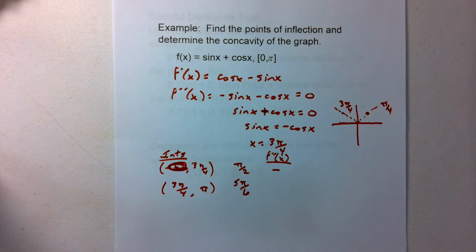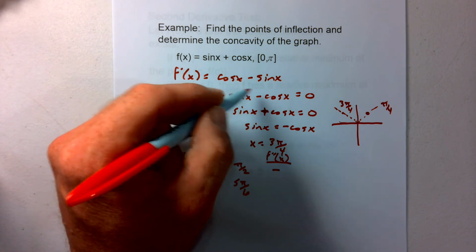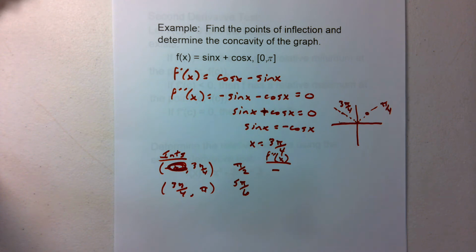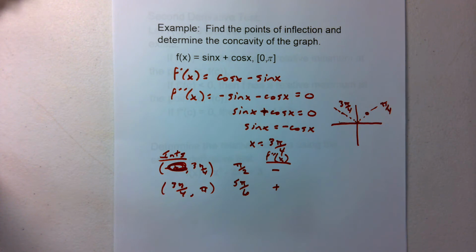For f double prime of 5 pi over 6, we're going to have the negative of the sine of x minus the cosine of 5 pi over 6. You throw that in your calculator if you need, or you can do your signs, but we're going to end up with a positive. So our negative tells us that we're concave down, positive concave up. We have a point of inflection, a POI, at x equals 3 pi over 4.